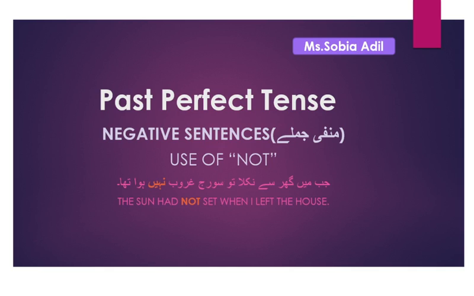For example, when I left the house, the sun had not set. So nahi is telling you that it's a negative sentence in Urdu. But in English we write: the sun had not set when I left the house. So this one is the negative sentence, right? You are negating the verb.